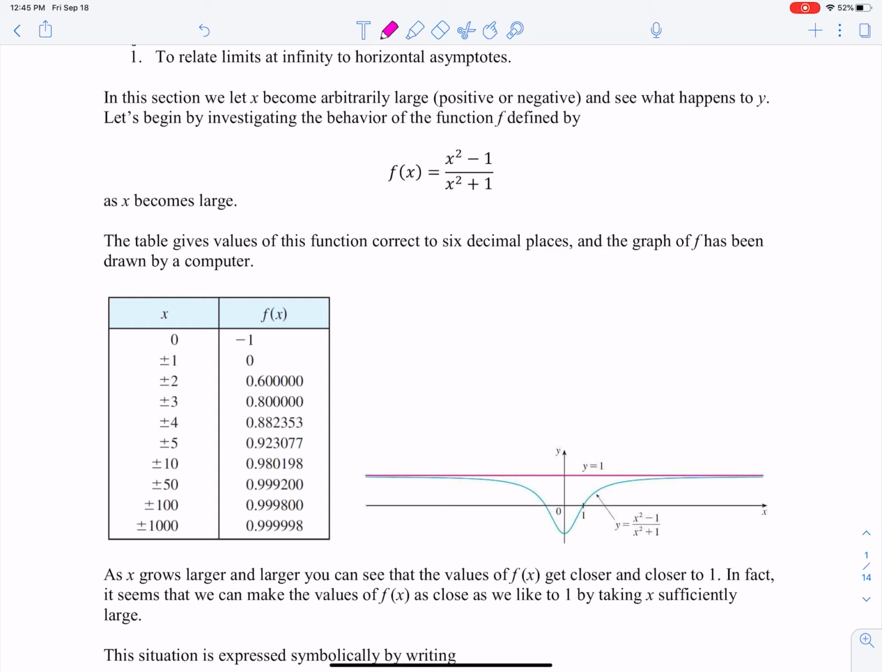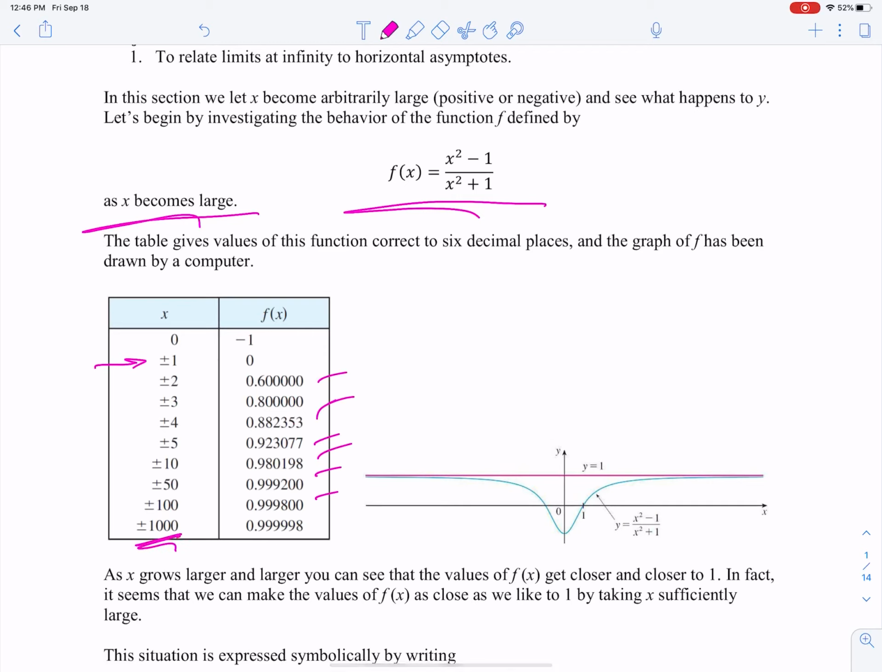Let's begin by investigating the behavior of the function f, defined by f of x equals x squared minus 1 over x squared plus 1, as x becomes large. The table gives values of this function correct to 6 decimal places, and the graph of f has been drawn by a computer. So you can see what's happening, right? Plus or minus, we're going to make these x values larger and larger, as x becomes large: 1, 2, 3, 4, 5, 10, 50, 100, 1,000, and we see what's happening with our y values.